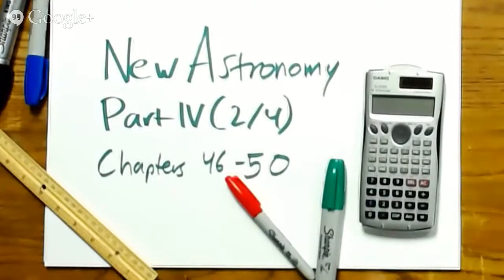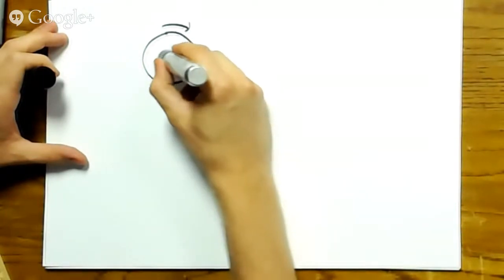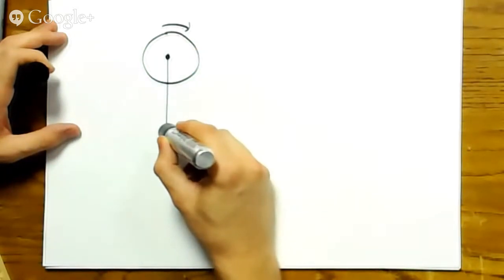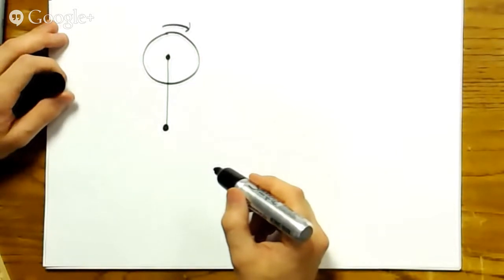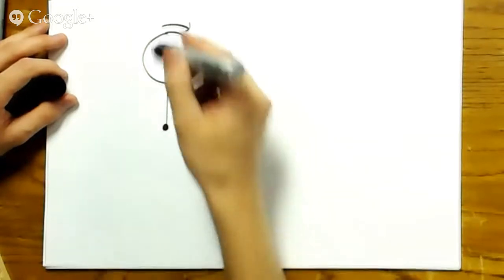Okay, so remember, he's working off of an epicycle that he says is rotating at a constant speed. And that epicycle is always the same distance from the sun.